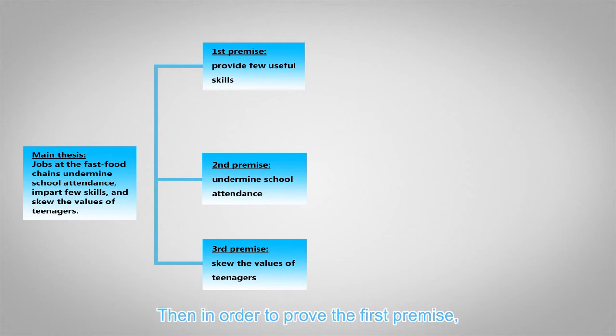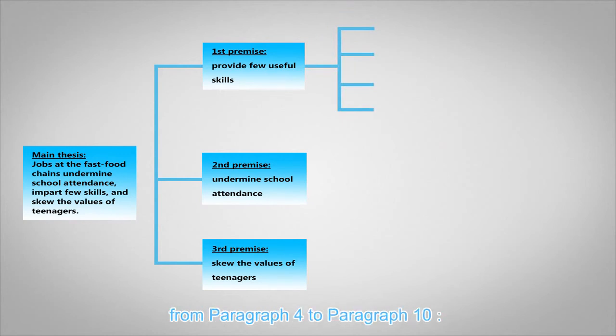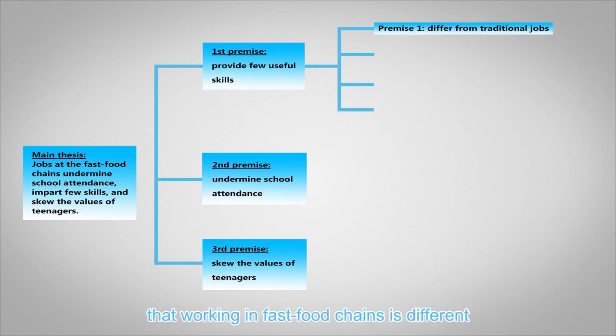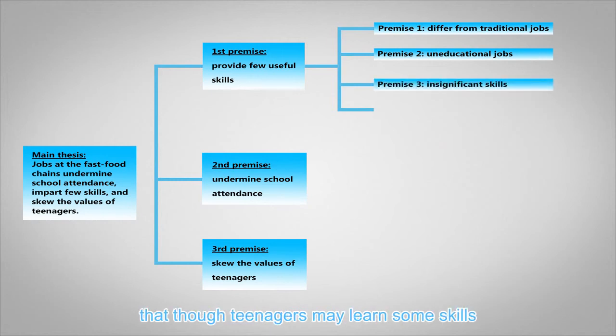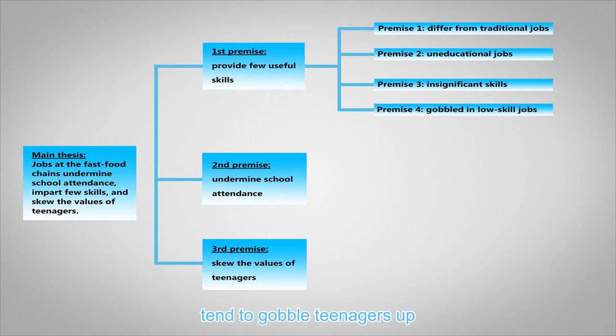Then, in order to prove the first premise, the author offers 4 further premises from paragraph 4 to paragraph 10. Paragraphs 4 and 5 tell that working in fast food chains is different than doing the traditional part-time jobs for teenagers. Paragraphs 6 and 7 say that the McDonald's kind of job is highly uneducational. Paragraphs 8 and 9 argue that though teenagers may learn some skills when doing fast food jobs, those skills are not significant. And paragraph 10 says fast food jobs tend to gobble teenagers up in the world of low-skilled jobs.